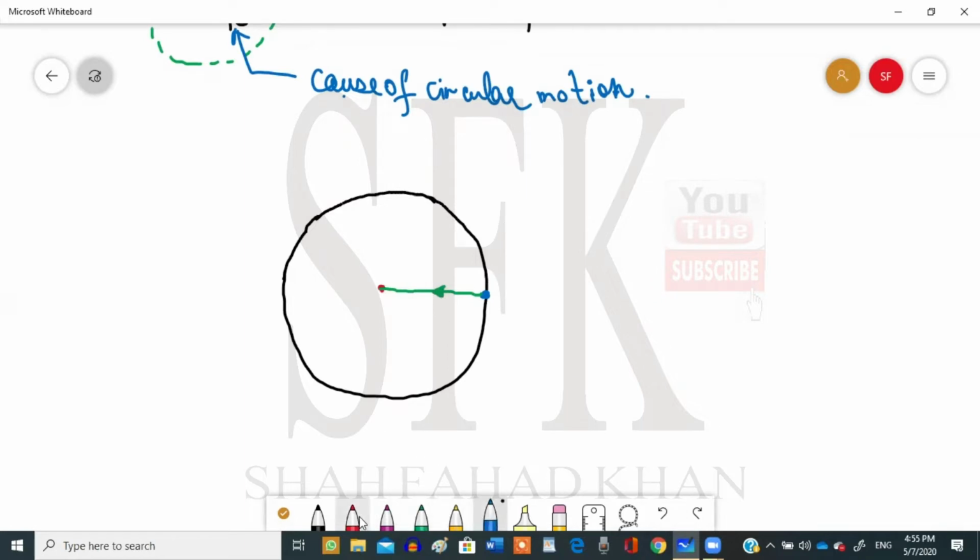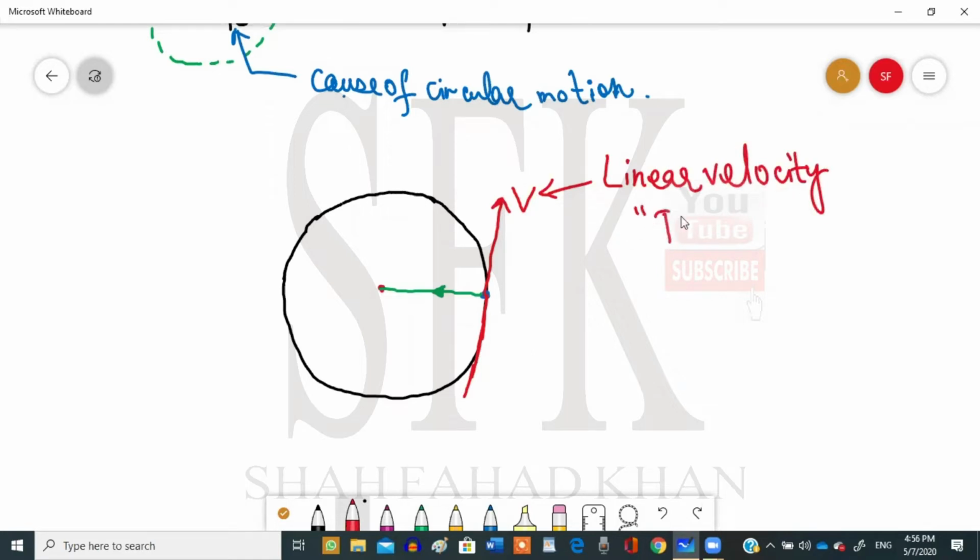The direction of velocity of an object is always tangential to the circular path. It is always a tangent to this circle. This is the direction of velocity of the object, and this velocity is known as linear velocity, and its direction is always tangential to the circular path.